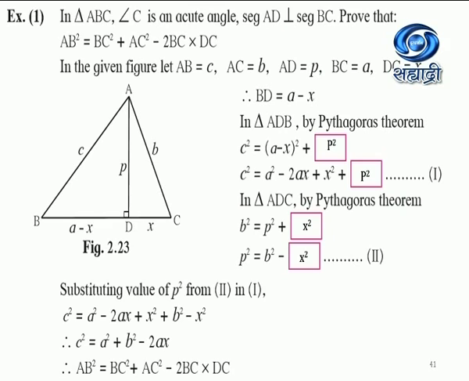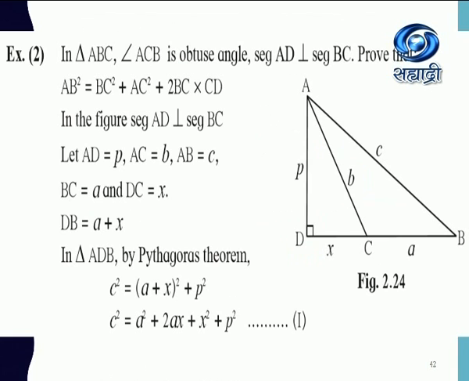So what finally you get is a square plus b square minus 2ax. Resubstituting, c square is AB square, a square is BC square, and b square is AC square. So we finally get AB square is equal to BC square plus AC square minus 2 into a into x, that is 2 BC into DC. This was the case where C is an acute angle.